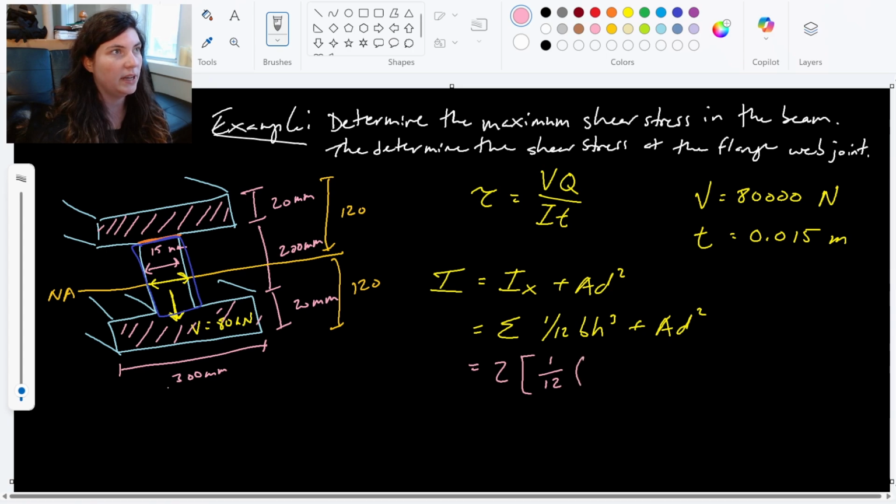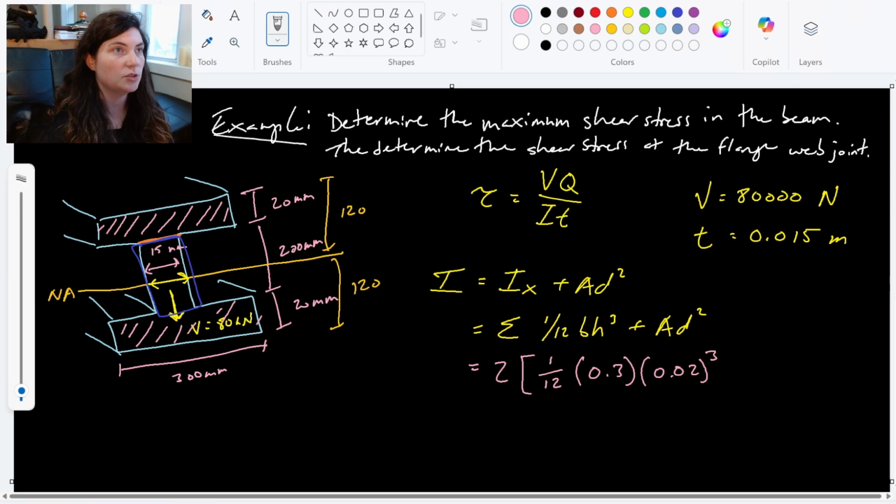1/12 times the base of the rectangle, which is 300 millimeters. I'm going to go ahead and convert these to meters instead of leaving them all in millimeters. I think it'll just be easier that way. It's up to you. It should work out the same either way. But I'm going to convert all my units now. So instead of 300 millimeters, I'm going to use 0.3 meters. That's my base. And then my height is 20 millimeters, so 0.02 cubed.